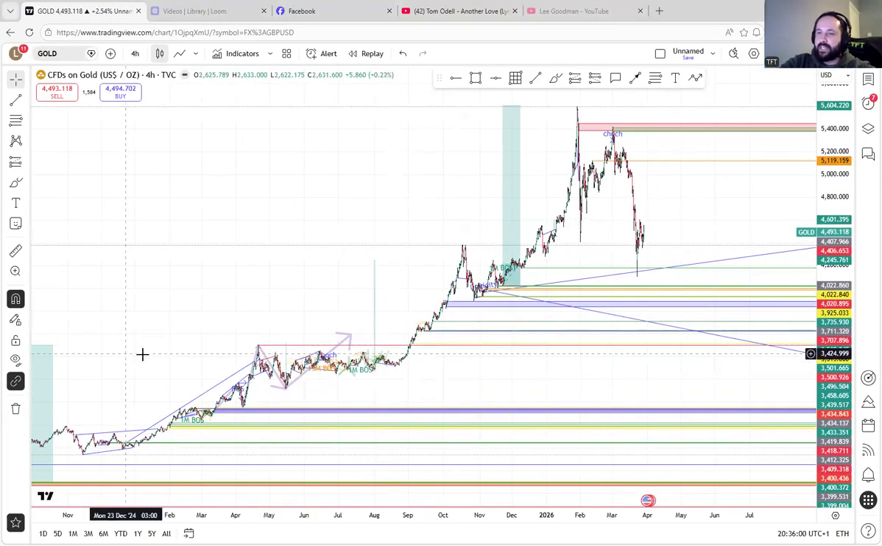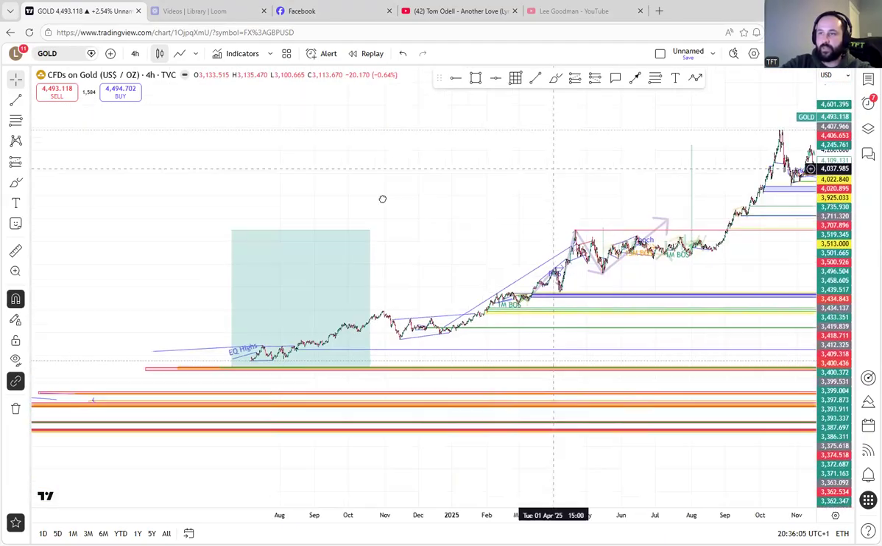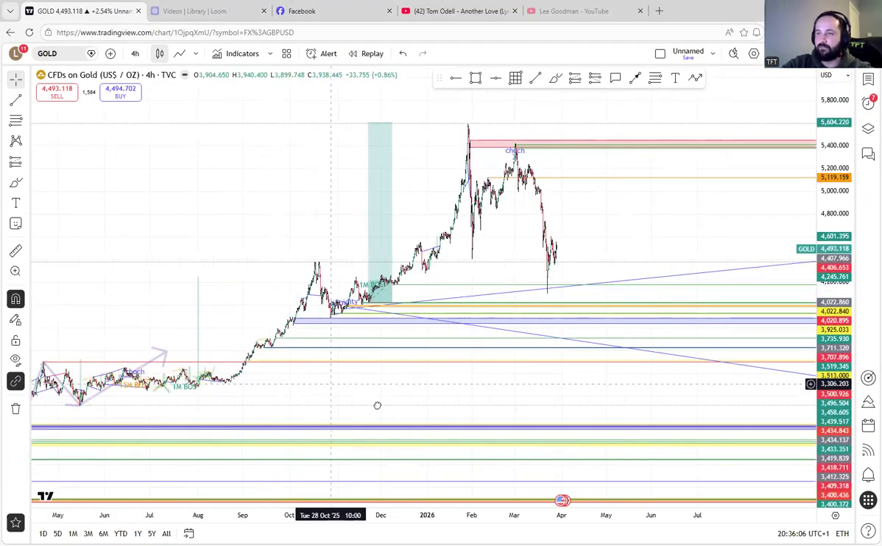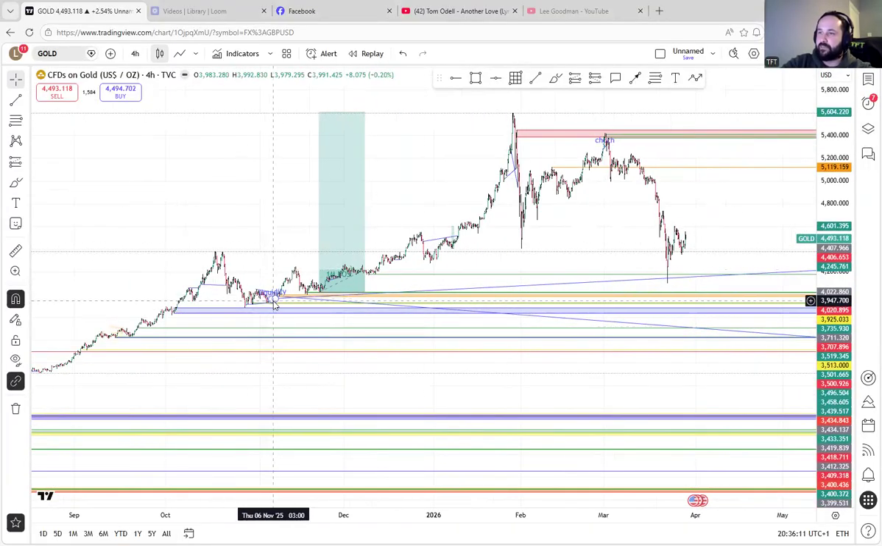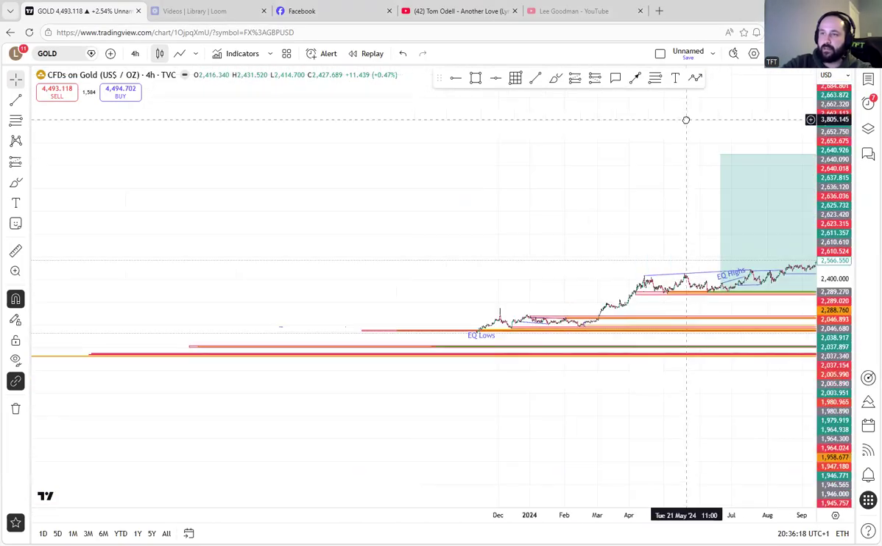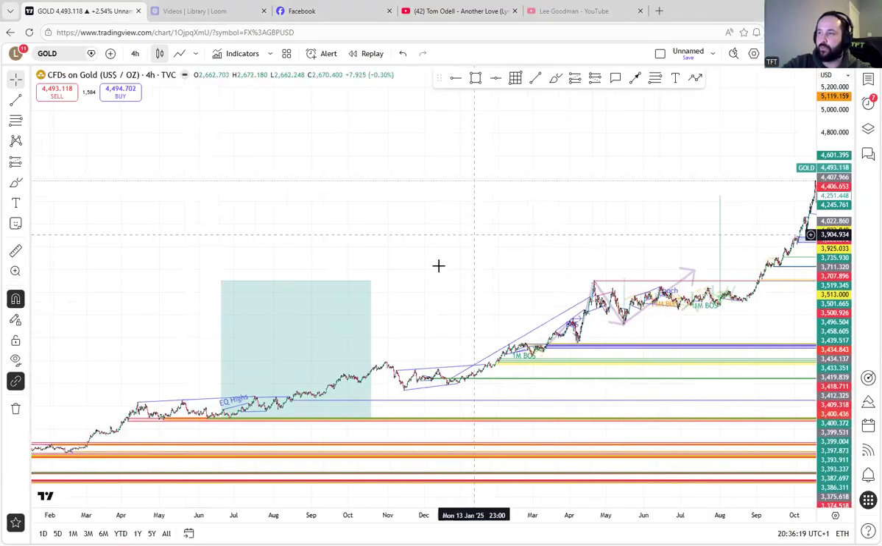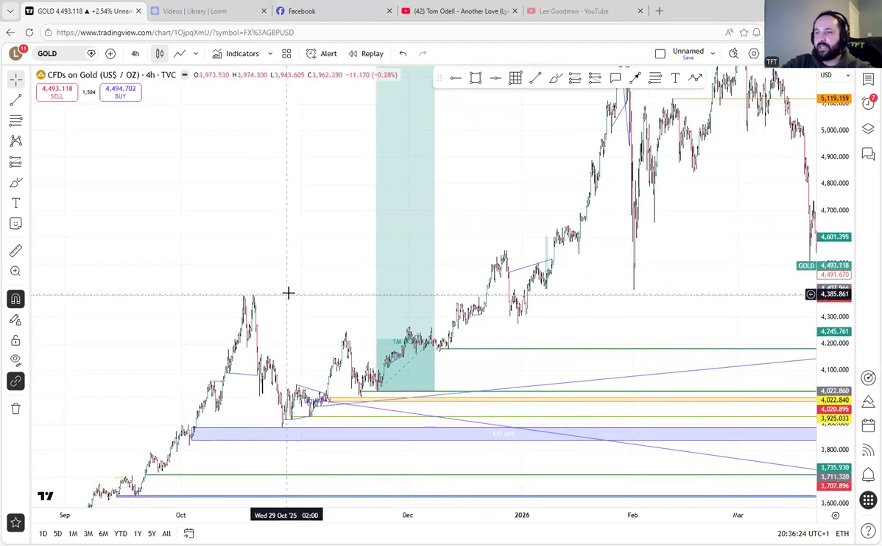Gold, structure-wise, is, like I say, obviously very bullish. It's been bullish forever. The last couple of months have been pretty difficult to read an actual structure on gold because it's just up, up, up. But what we can start to do, mate, is, so we've got a high here.